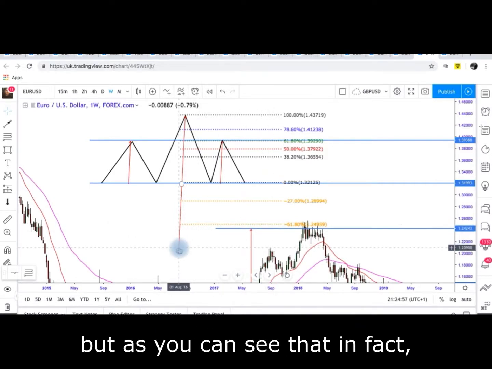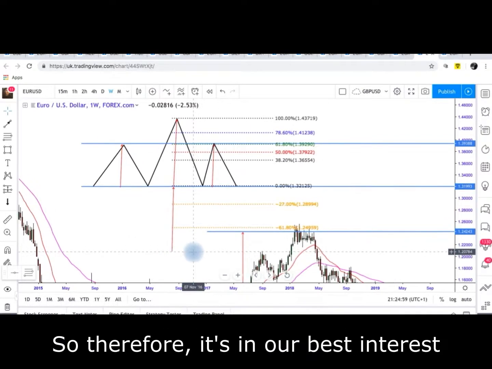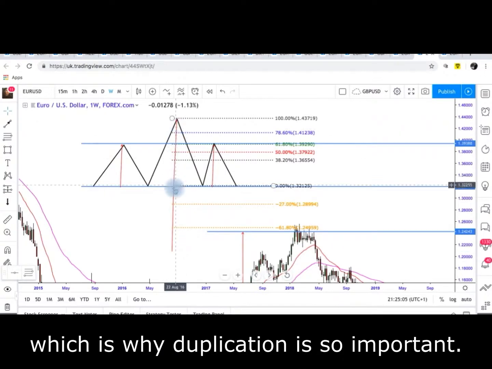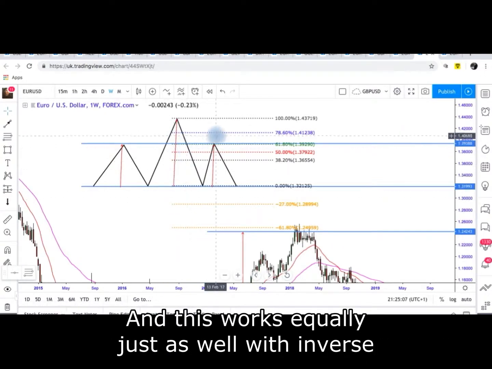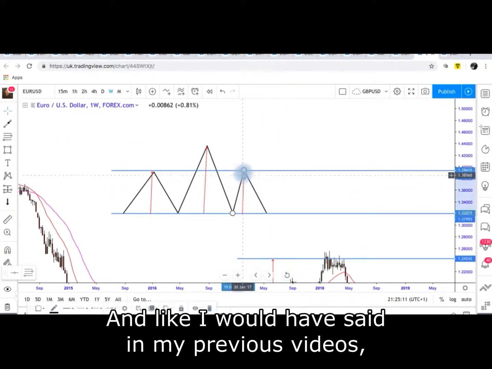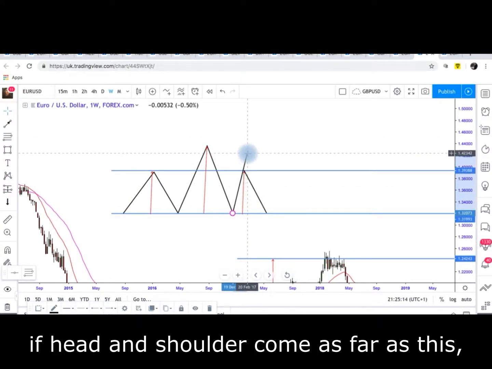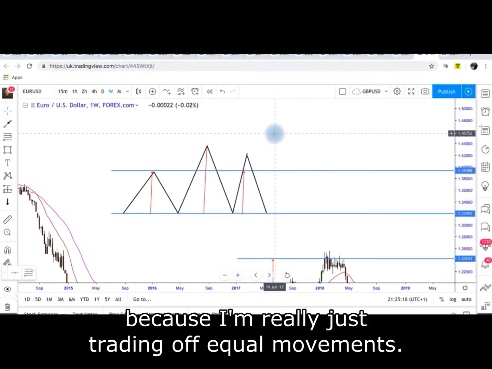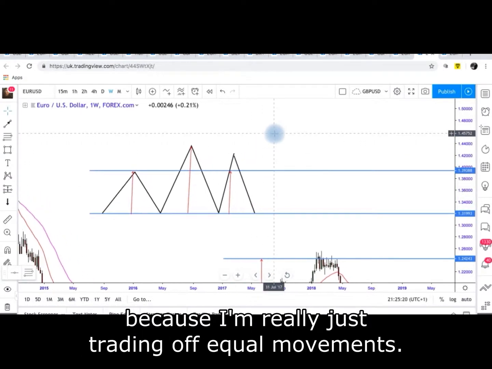But as you can see, this duplication is a lot further than that. So therefore it's in our best interests to try and get the full move of this market, which is why duplication is so important. And this works equally well with inverse head and shoulders. And like I would have said in my previous videos, if head and shoulders comes as far as this, it's just not really a head and shoulders pattern for me because I'm really just trading off equal movements.